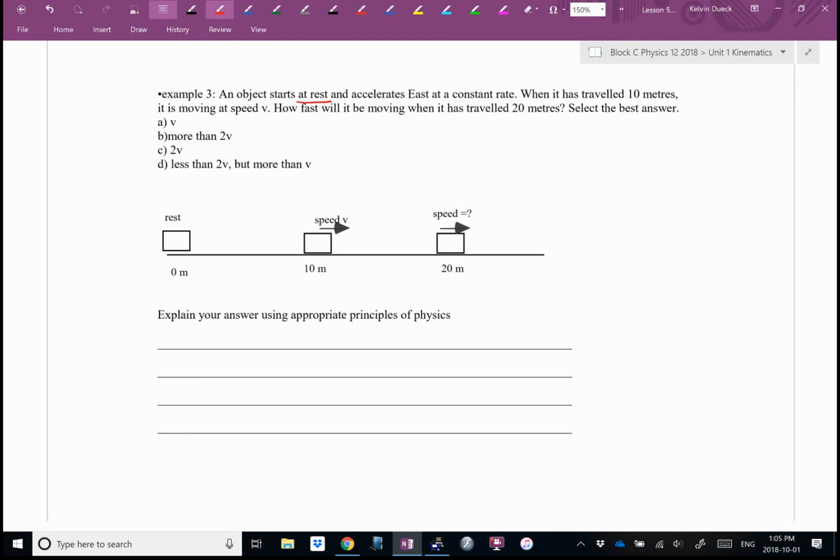Who says, Mr. Dueck, after 20 meters, we're still going v? Answer A. Got Maggie. Who says B, Mr. Dueck? Can be more than twice as fast. More than twice as fast. Exactly twice as fast, Mr. Dueck. Twice as far, twice as fast. Faster, but not twice as fast. Got a pretty good split here.